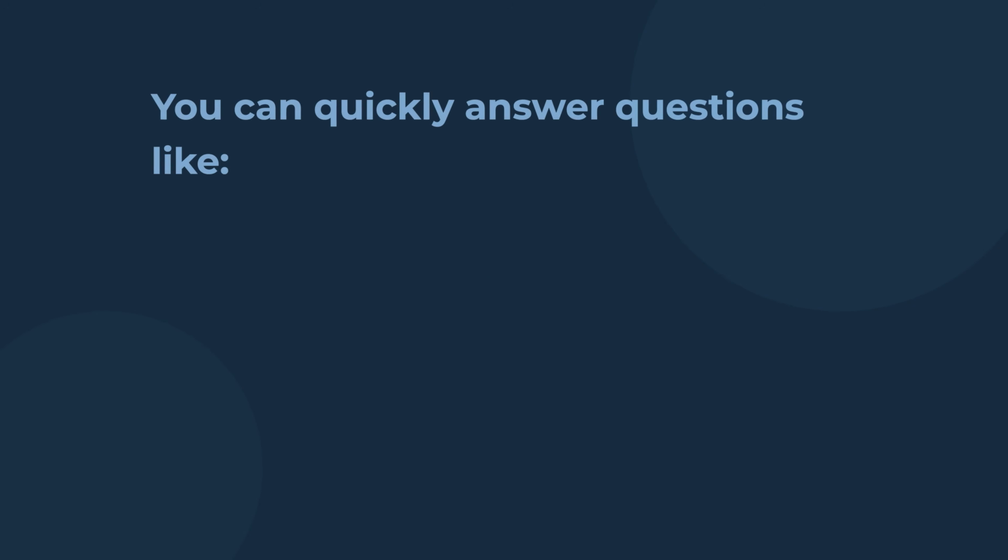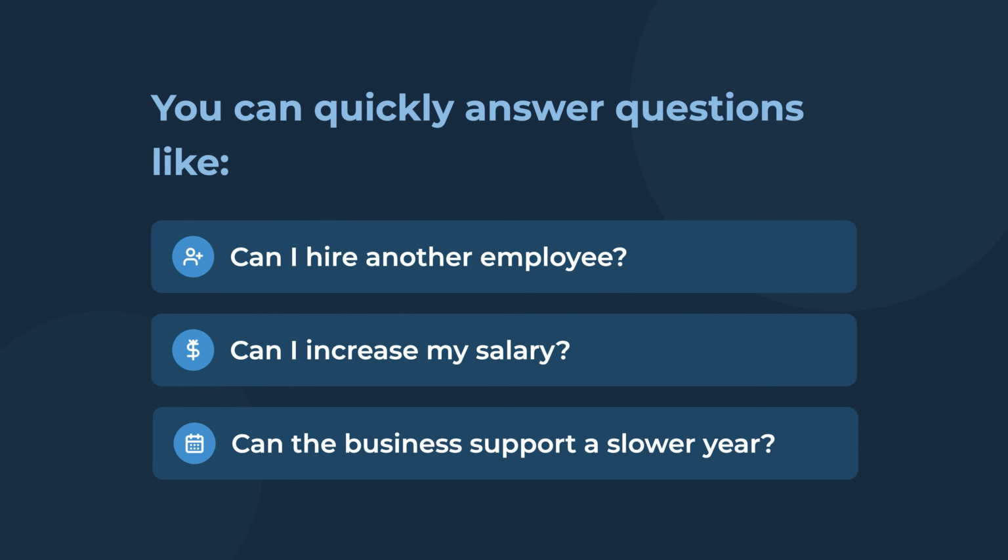This structure works because it eliminates ambiguity. Business owners often try to make financial decisions in the middle of chaos. But when the system is clean, decisions become much simpler. You can quickly answer questions like, is my business profitable? Can I hire another employee? Can I increase my salary? Can the business support a down year? That clarity is incredibly valuable.